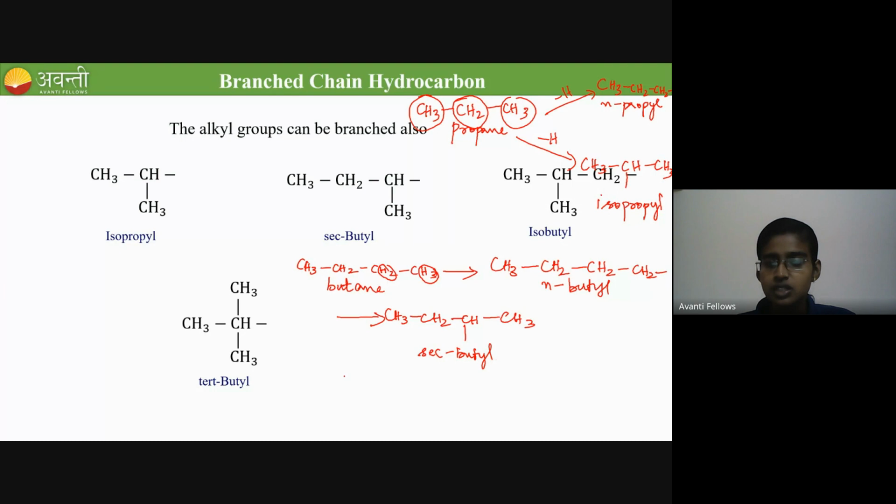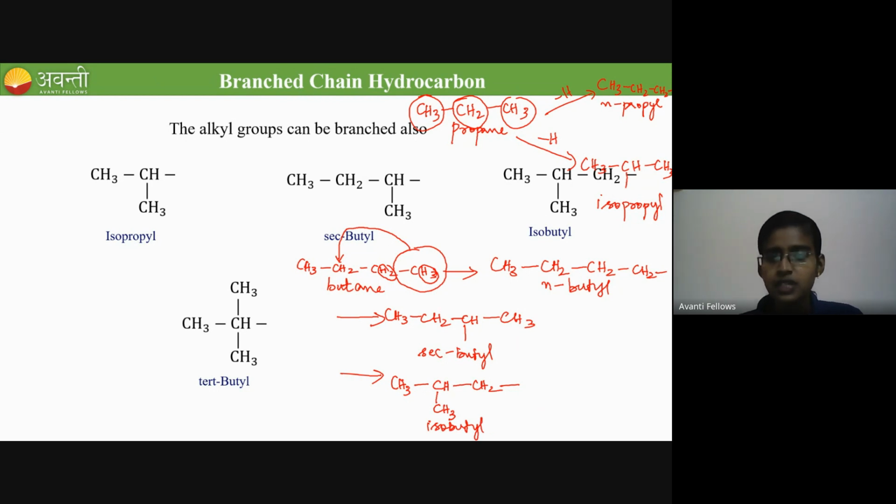Thirdly, you take this methyl group and substitute it onto the second carbon. Replace one of the second carbon's hydrogens with this methyl group. What you will get? Already the CH3 is there. Now to the second carbon, we remove one hydrogen and replace it with CH3. And the third CH2 is there and a bond is formed. This compound is called isobutyl.